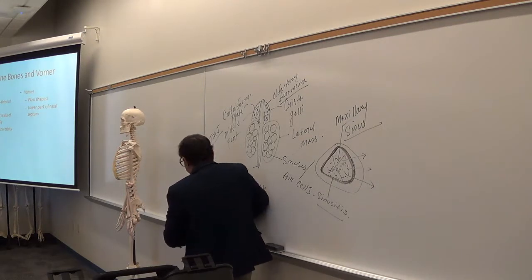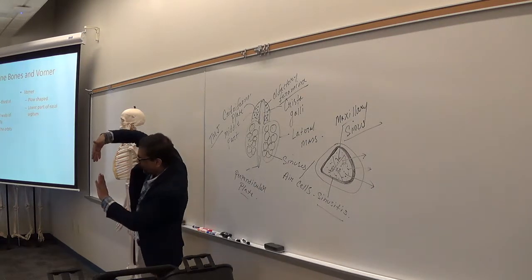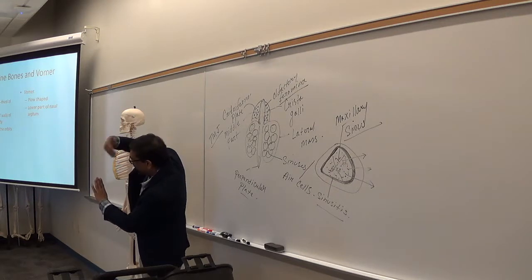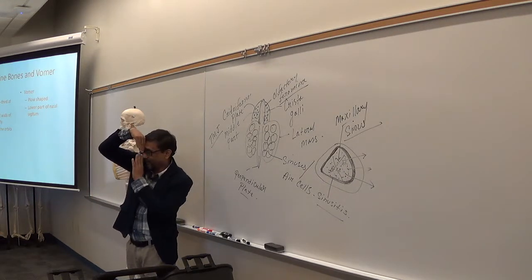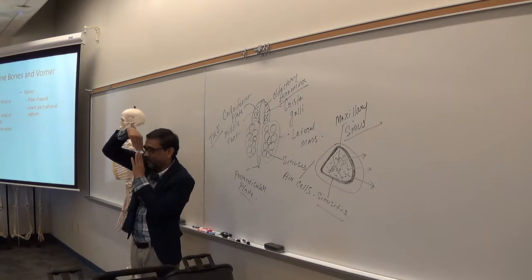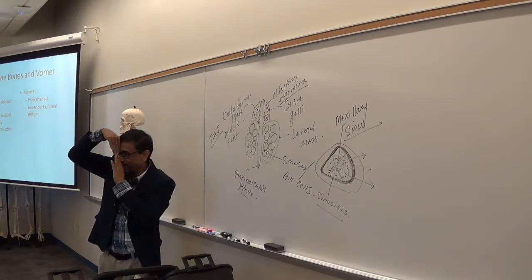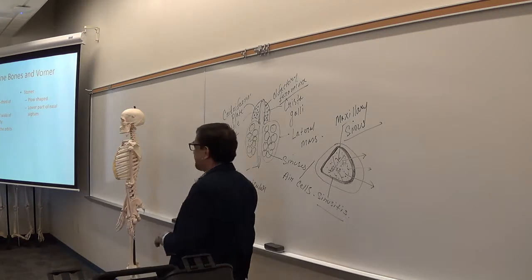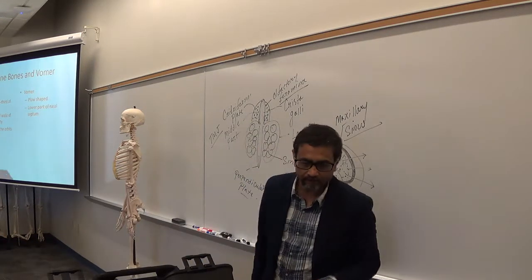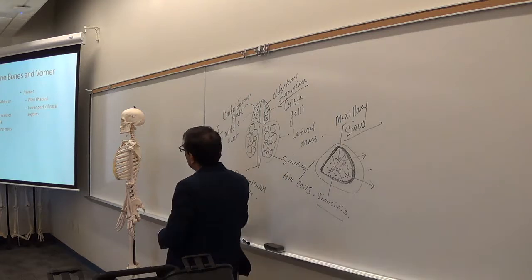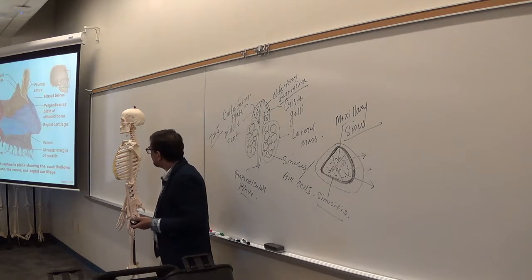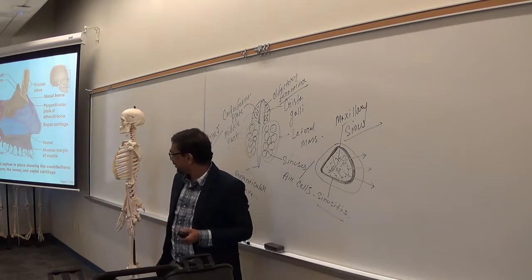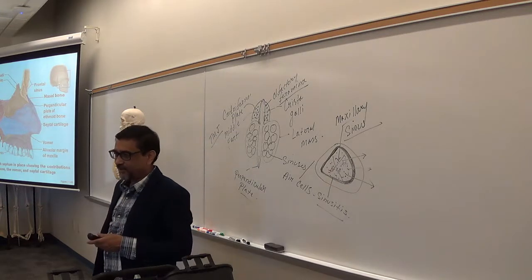So what is happening actually, this is the perpendicular plate of ethmoid going downwards inside the nasal cavity like this, and this is the vomer. Make sense? So those two together forming the nasal septum, right? So that's the vomer. Okay. This is a nasal septum.